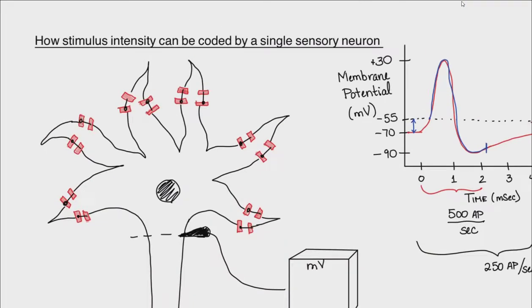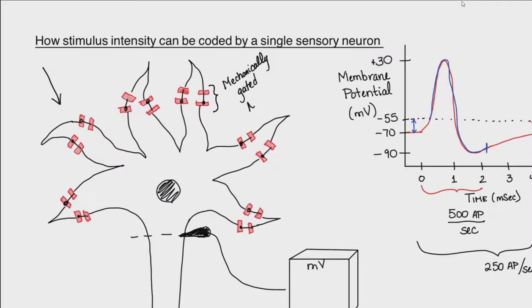I'm going to assume that this neuron that I've drawn is a sensory neuron that responds to pressure from touch. And so each of these gated channels that you see embedded in the dendrites are going to be mechanically gated sodium channels.